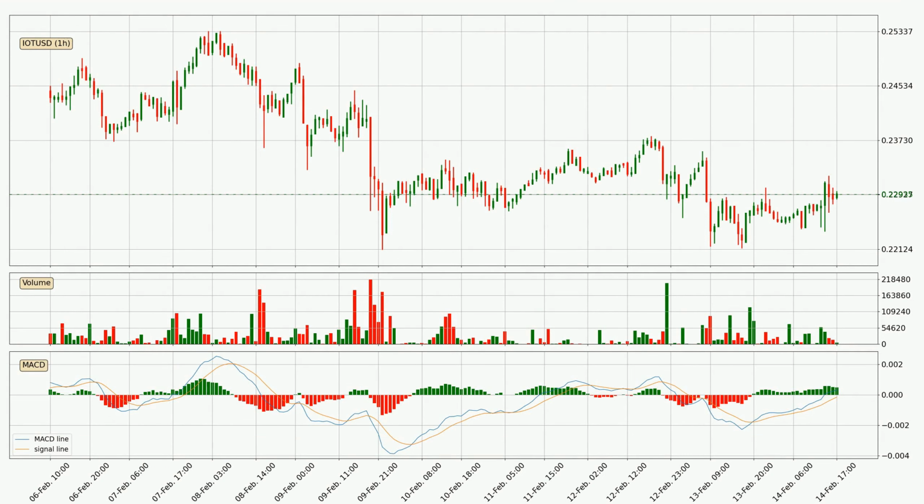Jumping to the hourly MACD, seeing as the MACD line is above the signal line, the trend is currently on the up. However, the MACD histogram shows that the momentum is currently shifting to the downside, and it could be expected that the price will consolidate, and it is better to wait and see if the MACD line will cross the signal line, which will be bearish.